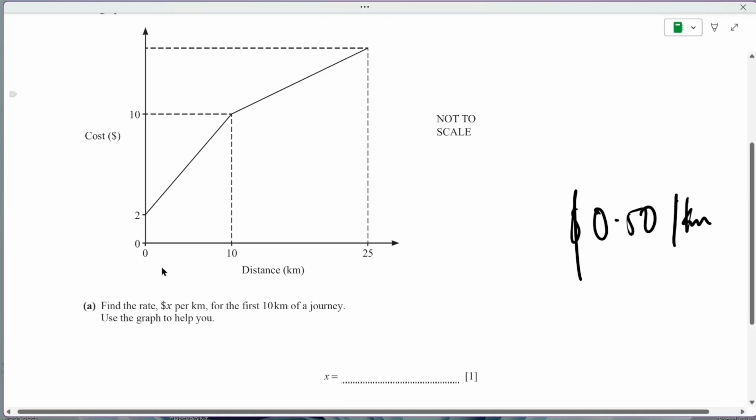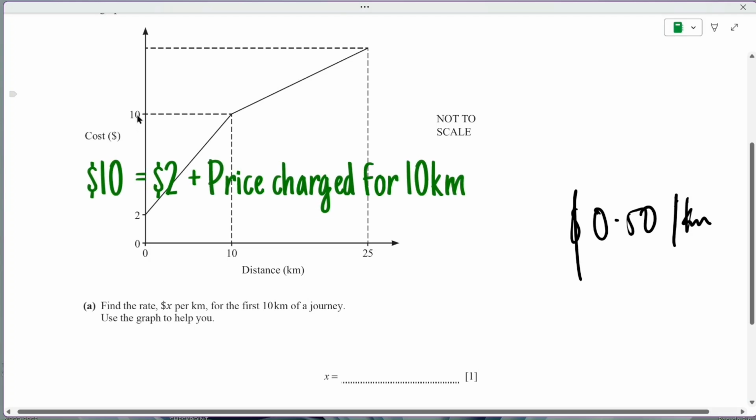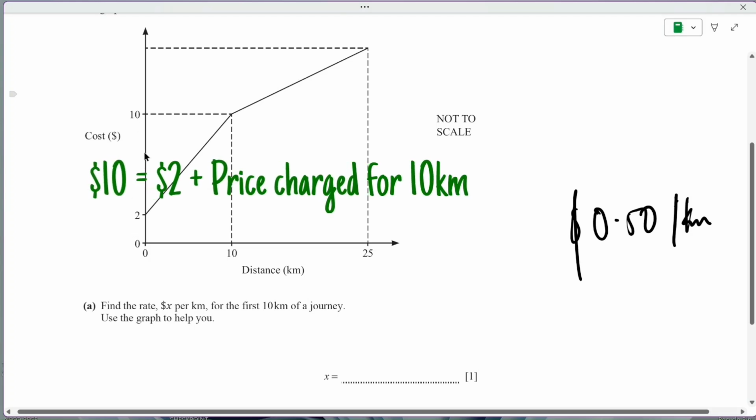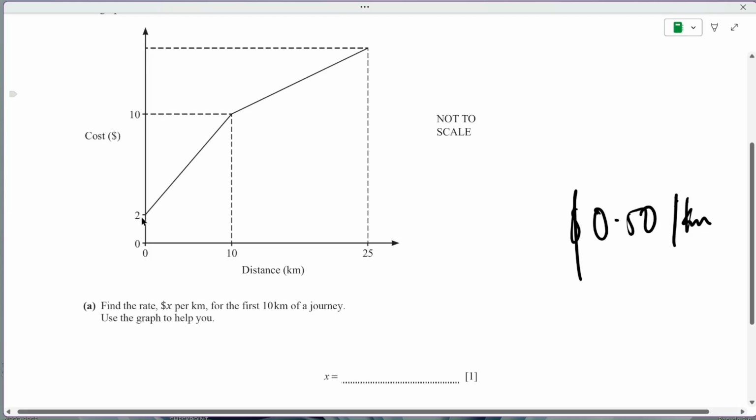Here, you need to find the rate. Now, for you to get the rate, you need to get the amount it charged for the first 10 kilometers. From 0 to 10 shows the first 10 kilometers. Trending the line upwards, that's vertically, it hits the cost at $10. This $10 is a result of the amount it charged plus the extra $2 you pay as a fixed amount. Note that this question is quite technical, and you need to understand the technicality of this graph. It looks easy, but it's a bit technical.